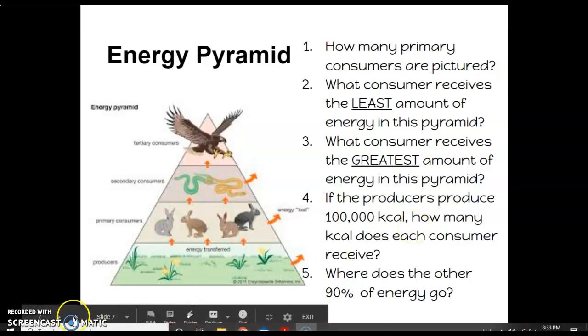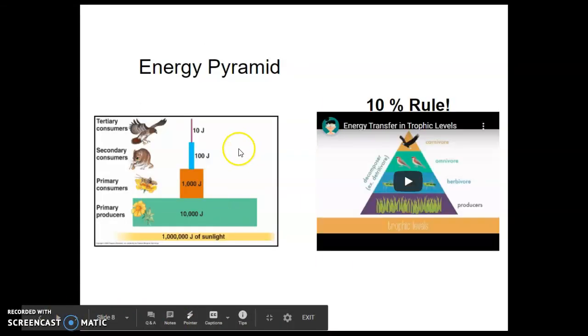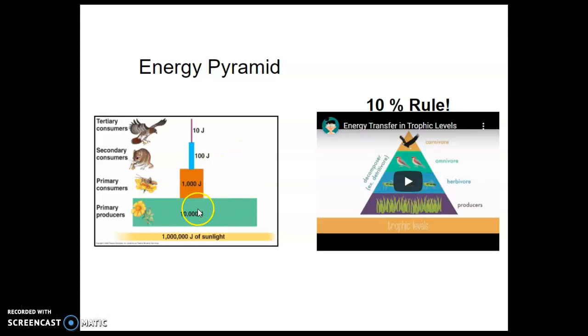Moving on to the next slide. Here's another good example. This one's really good because this one deals in joules, and that's just a form of energy. So they have 10,000, 1,110. It really shows you there is a lot less available at each level. And it even has 1 million joules of sunlight right here.